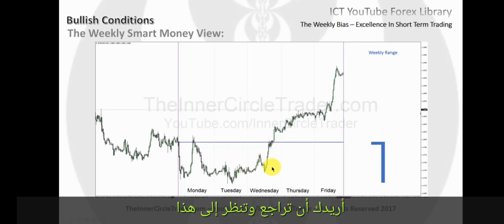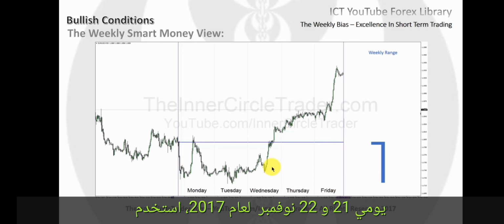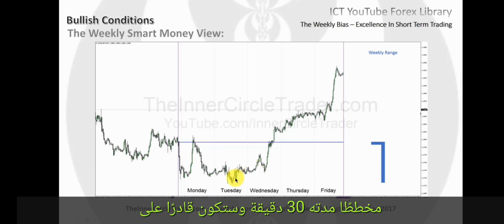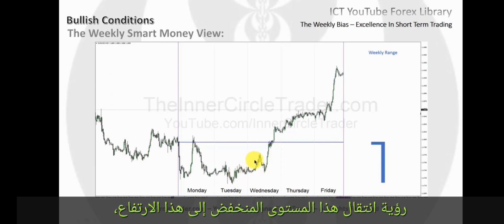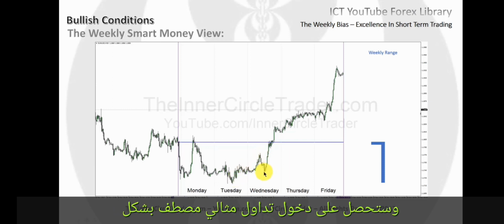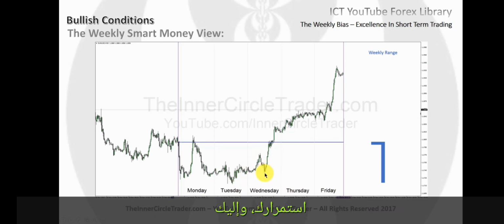I want you to go through and look at this for yourself. Go through your own data, November 21st and 22nd of 2017. Use a 30-minute chart, and you'll be able to see, pulling that fib from that low to this high, you get an optimal trade entry beautifully lined up right there. And there's your continuation buy.